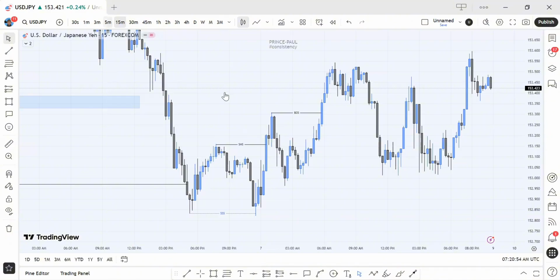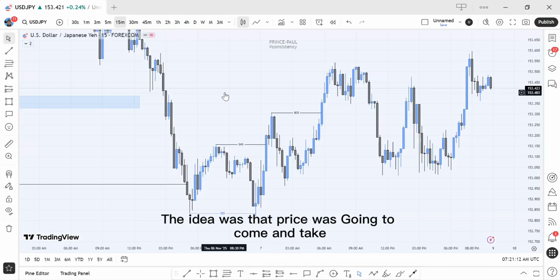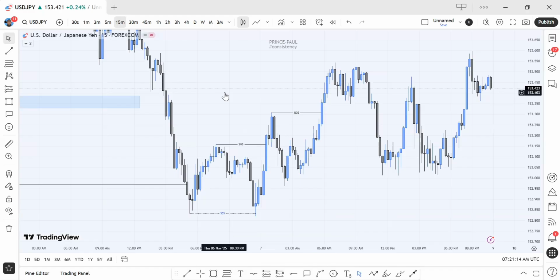So if you look back at the chart, I actually had two views. I had this one-hour view you can see on the chart, and I also had this 45-minute view. So basically, the 1 hour view idea was that price was going to come and take liquidity, right? Take that liquidity and buy back up to the upside.